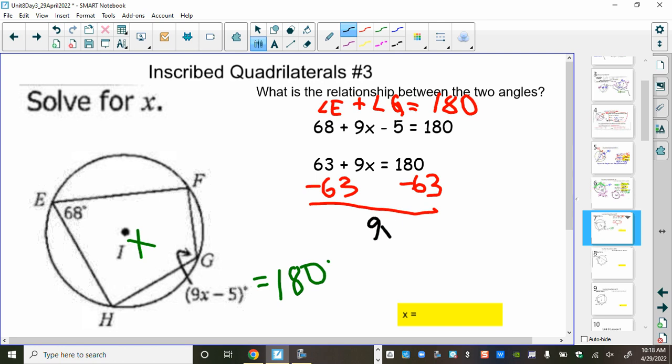Good. So then you divide them both by 9. Divide by 9. And in the end, you get x equals 13. 13. Very good. So a couple of you said 13. That's right. Again, it's all about that relationship.